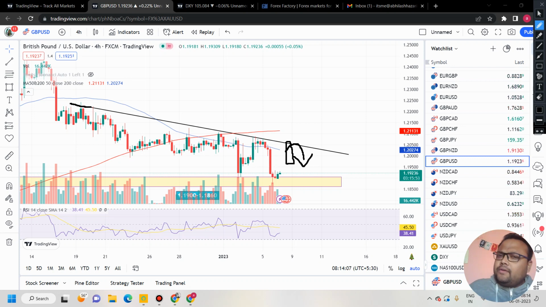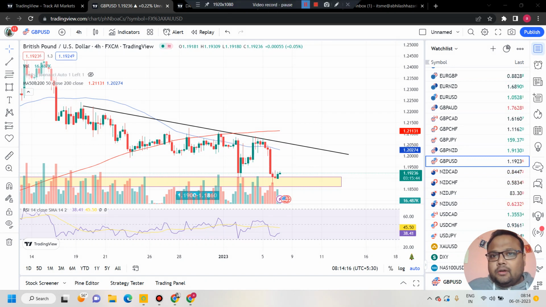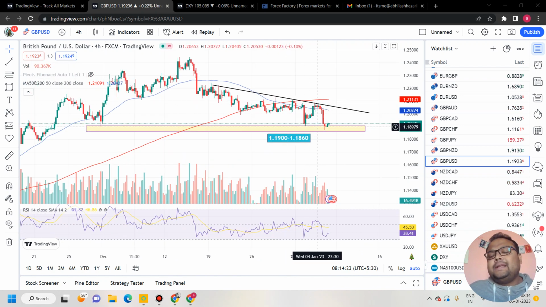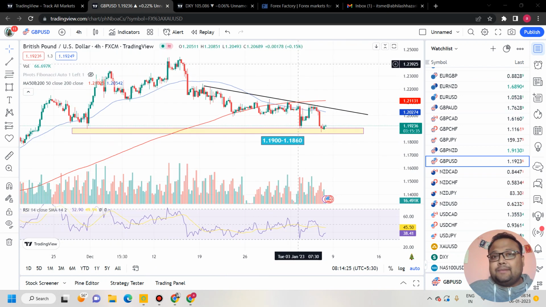So if you see the market reversing, go for a sell position. If the market breaks it, you can just avoid it. No need to trade on GBPUSD, because you do not need to trade on each and every move of the market. On the other hand, if the market breaks 1.1860, you can go for a sell position again.